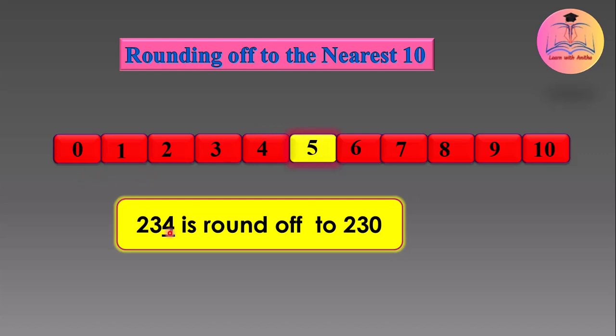So what we have to do? We have to put 0 in the ones place. So the answer is 230. We'll see one more example.